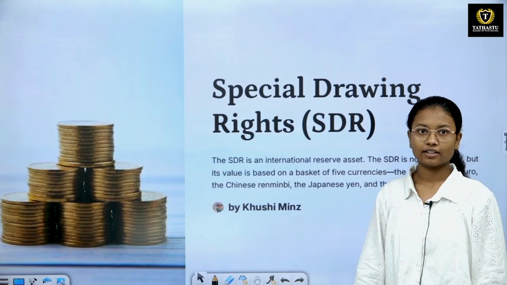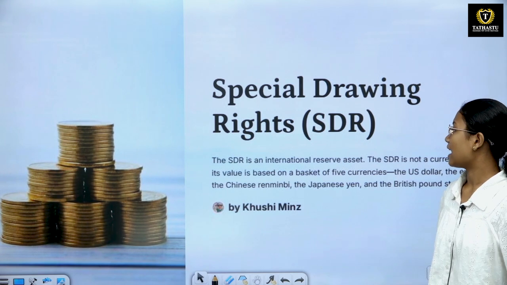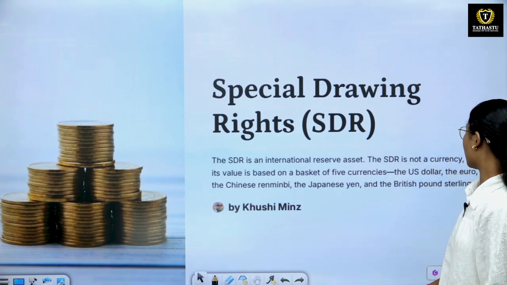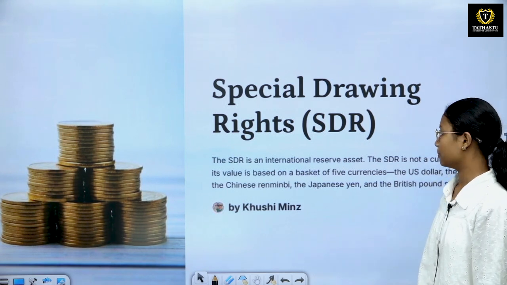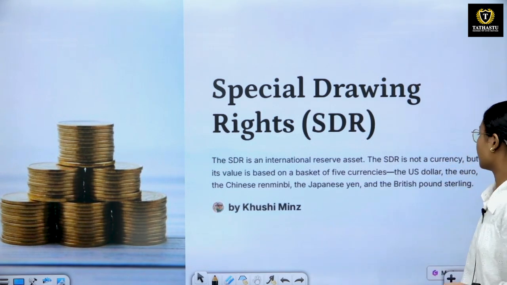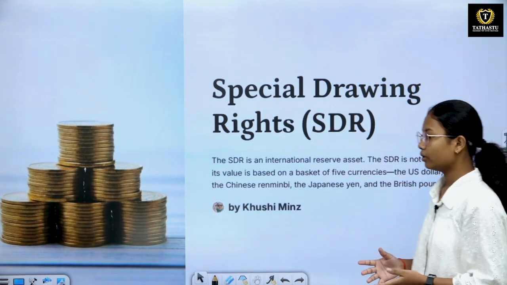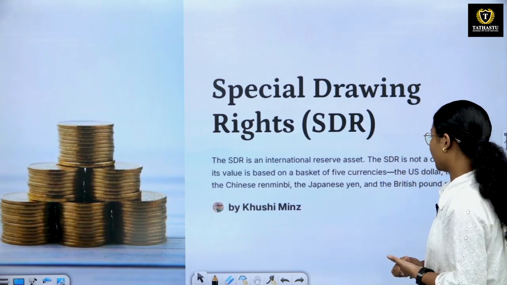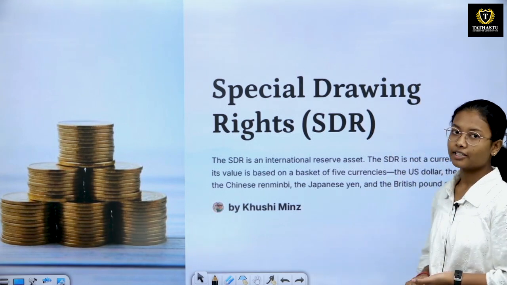Special drawing rights. The SDR is an international reserve asset, and the SDR is not a currency, but its value is based on the market of 5 currencies: the US dollar, the euro, the Chinese renminbi, the Japanese yen, and the British pound sterling.